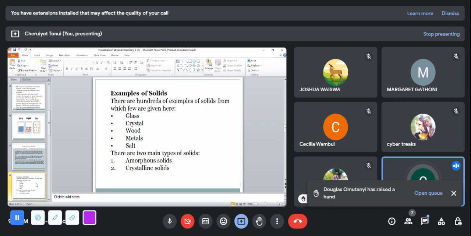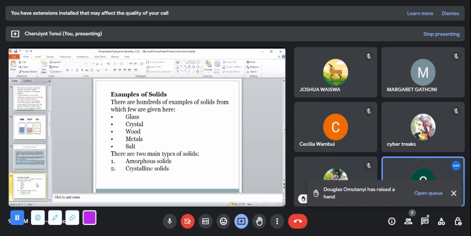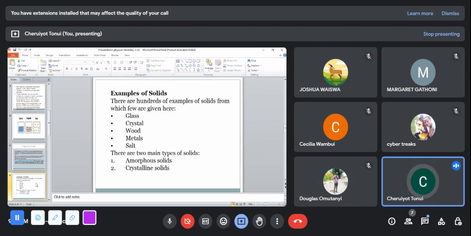So examples of solids, we have glass, crystal, wood, and metals. Solids, we have two main types. That is amorphous solids, and then we have crystalline solids.